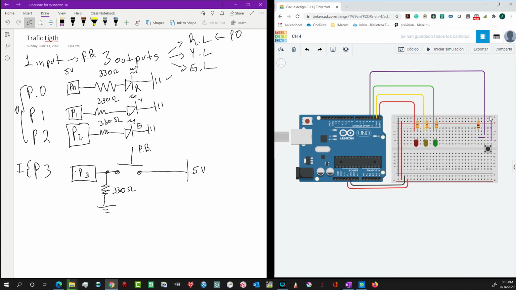And then, as I told you, I'm going to use the port 0 as my first output, and this is going to be connected to the red diode, to the red light. And check, I used the resistance first. I connected my resistance just between the port and the LED.